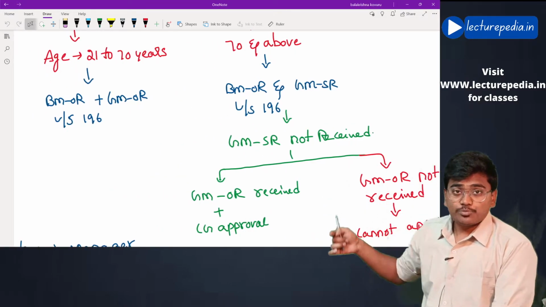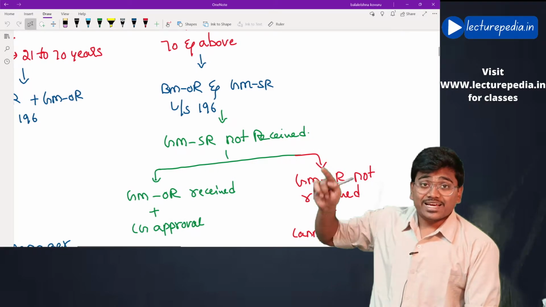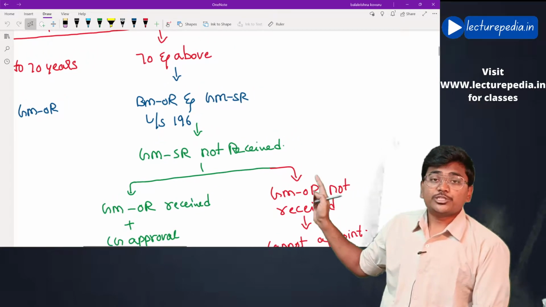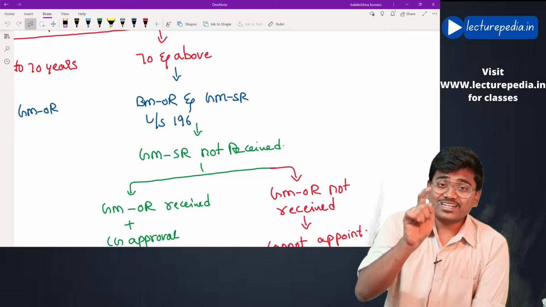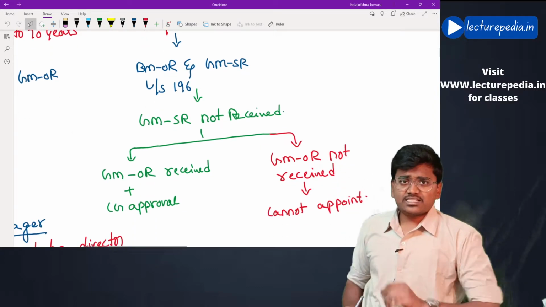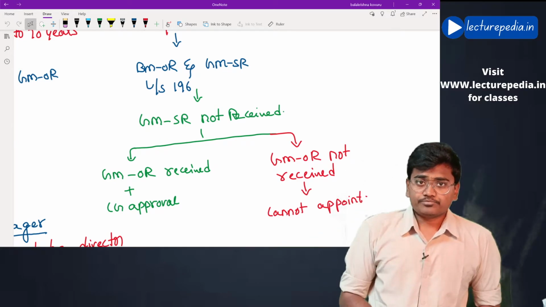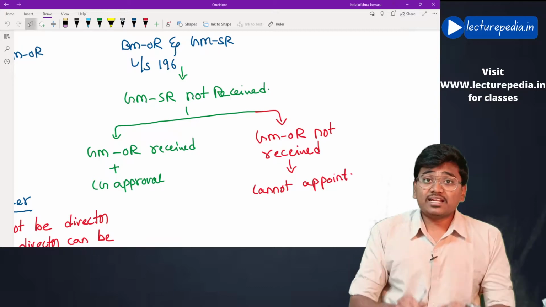Normally, if the age is below 70, a general meeting ordinary resolution is sufficient. If the age is 70 and above, a general meeting special resolution is required. Where is it said? It is said in section number 196. Now, let's say in the general meeting, the special resolution was not passed, but an ordinary resolution was passed.